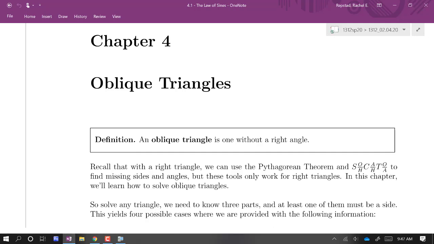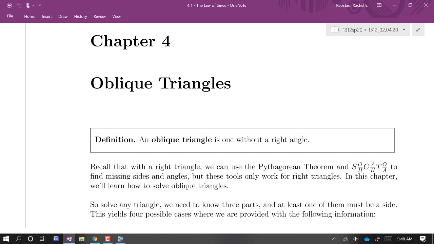An oblique triangle is simply not a right triangle. It's just a triangle that doesn't have a right angle. That's oblique. See, we're already learning. That wasn't so bad. They're super fun to solve.